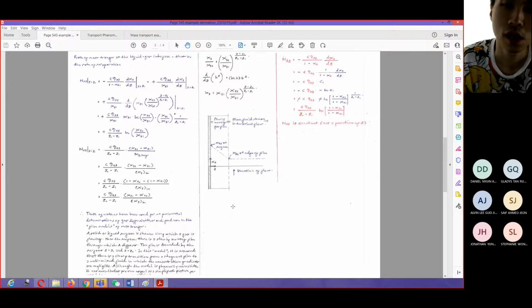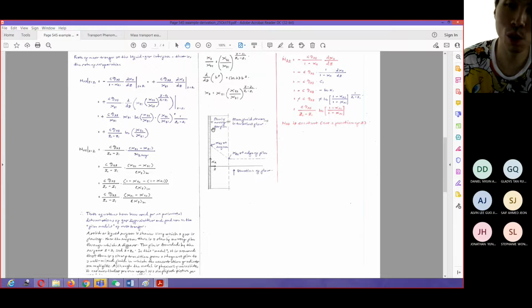Okay, so these equations have been used for experimental determination of the gas diffusivities and find use in the film models of mass transfer. One of the very interesting models in chemical engineering that has been used a lot, especially in diffusion problems, is the so-called film model of mass transfer. Imagine that you have two regions: a thin region of film where you have a slowly moving gas film, and another one which is basically the main bulk stream in turbulent flow. You have one film and another region.